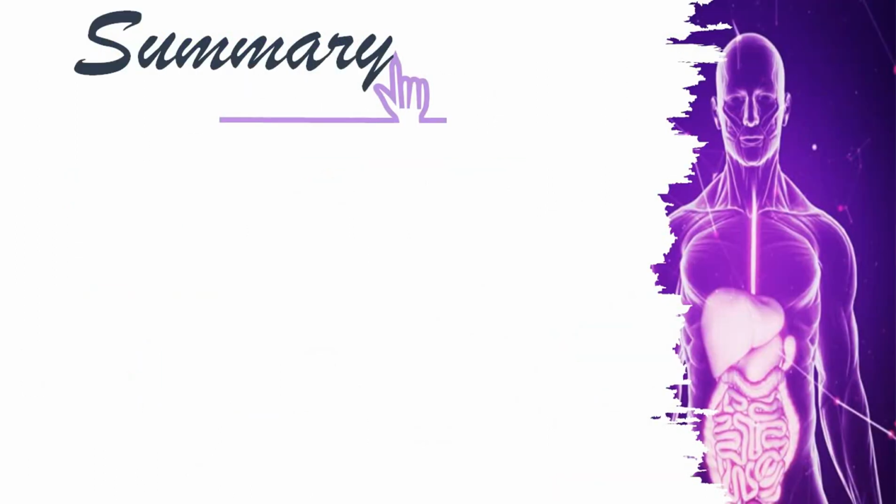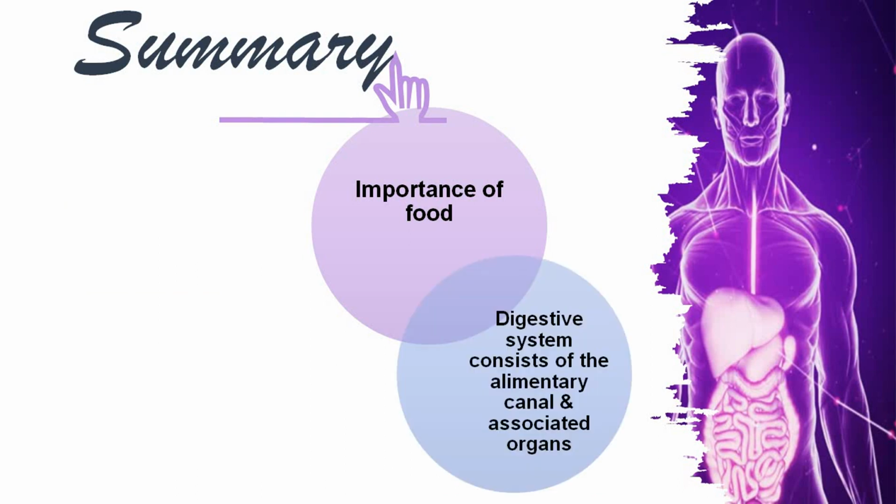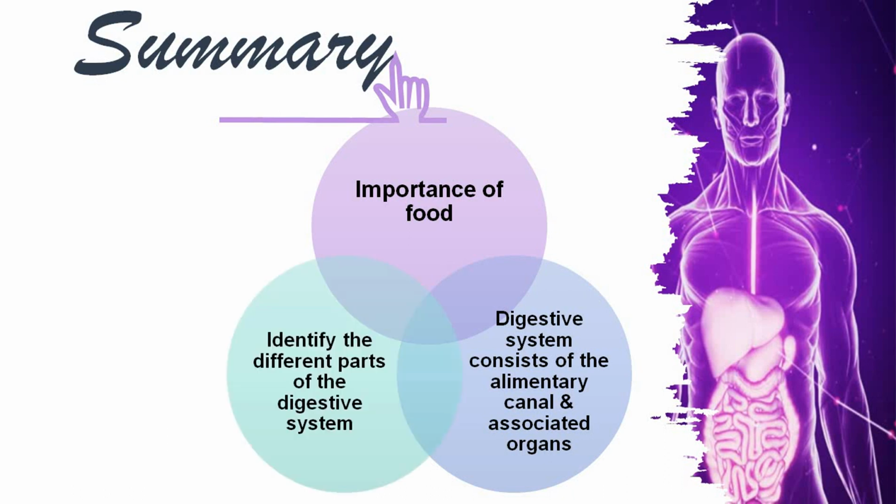Let us summarize what we have done. We had a look at the importance of food. We saw that the digestive system consists of the alimentary canal and associated organs. And lastly, we identified the different parts of the digestive system. Before ending our lesson, let us attempt 3 questions taken from past exam papers.